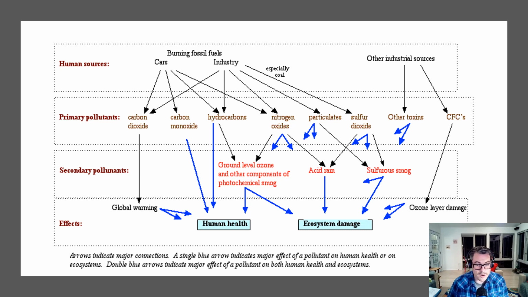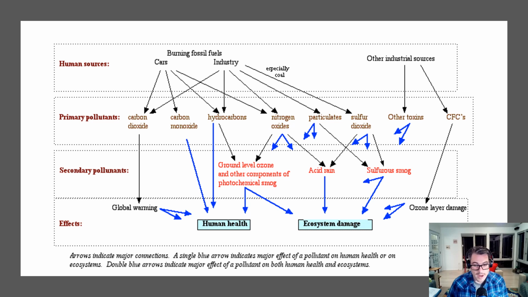Secondary pollutants are things like ground level ozone that becomes one of the main components for photochemical smog, or acid deposition, which is the combination of nitric oxides and sulfur dioxides with water vapor. Particulate matter can combine with sulfur dioxides and water vapor to create sulfurous smog. The effects of these pollutants can be wide-ranging.